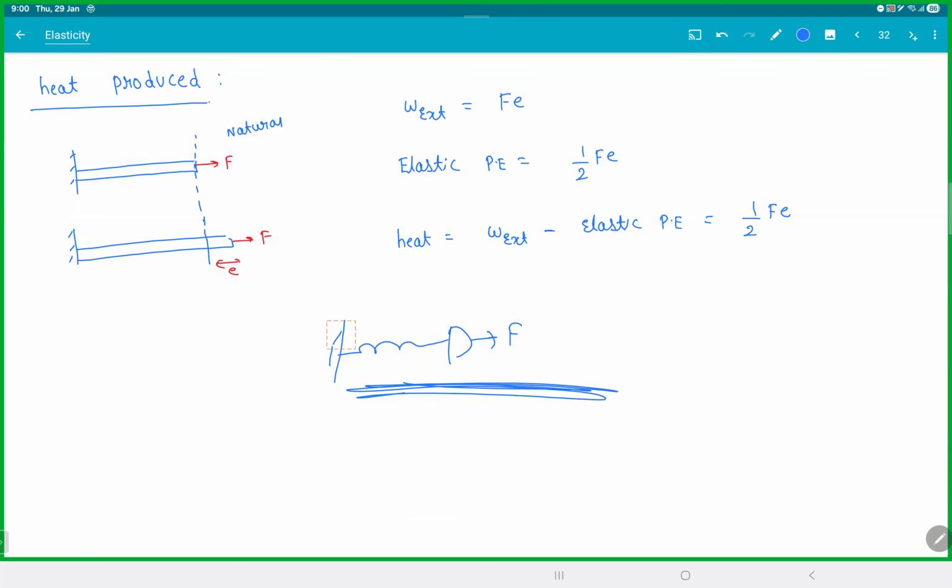But since we said it comes to equilibrium, maybe due to internal forces, friction and all, it all becomes heat. Are you clear with this? So logically speaking, it should have oscillated.